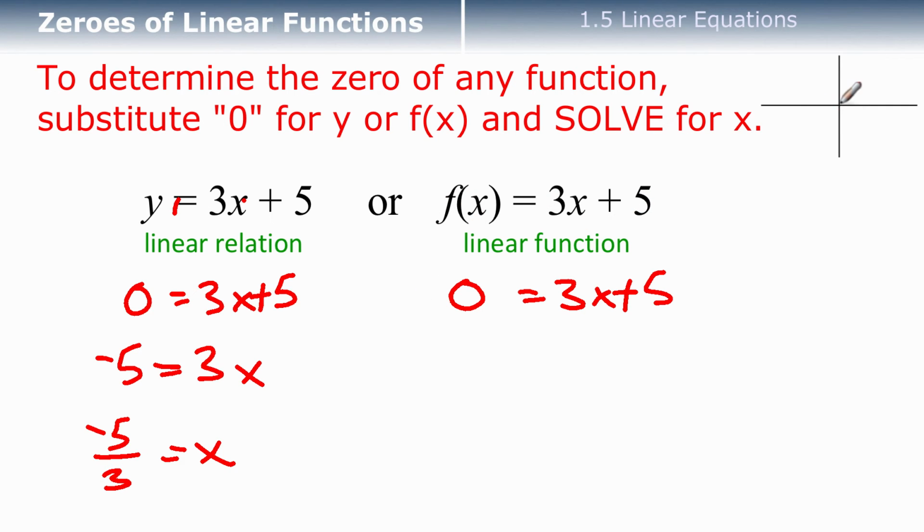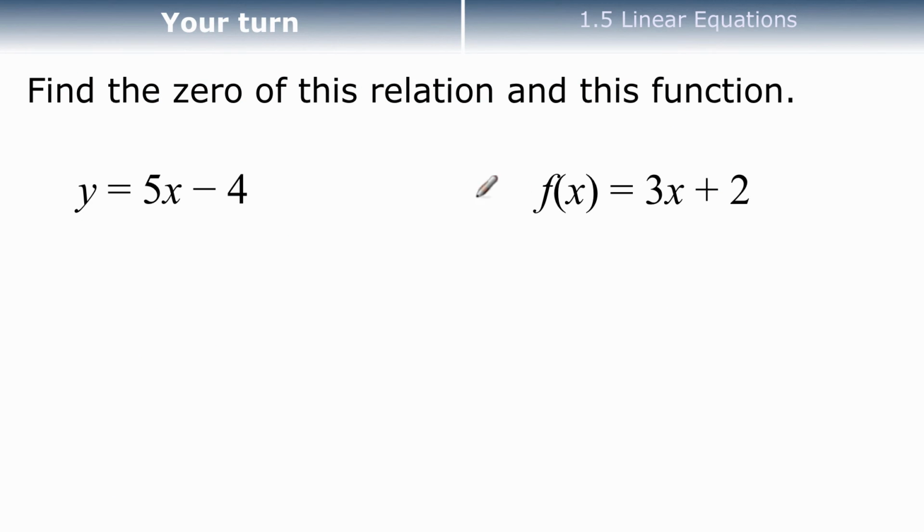Or graphically up here, negative 5/3 would be on the negative side. Here's 1, here's 2. Negative 5/3 might be over in there somewhere. So this equation might look something like that. It's a linear function, so it'll cross the x-axis at negative 5/3. Maybe why don't you take just a second and try this one. Pause, see if you can find the 0 of this function, and then press play. Okay, hopefully you've pressed play.